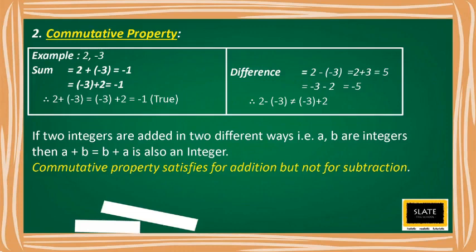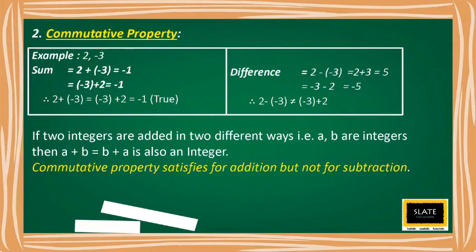See the order, children. We can add the numbers in two different ways. Anyway, the result is same. If a and b are any two integers, then a plus b is equal to b plus a. This is called the commutative property of addition.